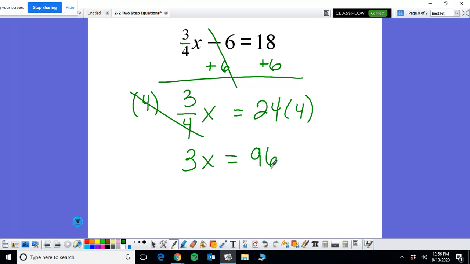And we will ask ourselves what's happening here. This is multiplication, so we do the opposite. We'll do division. That makes a 1x, or x, equals 32.